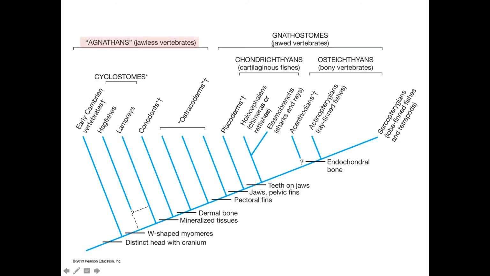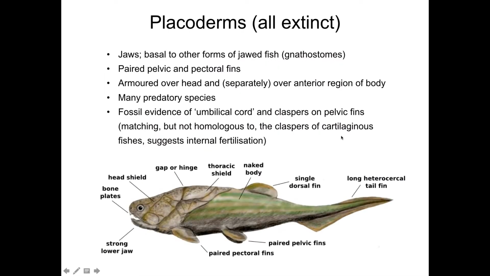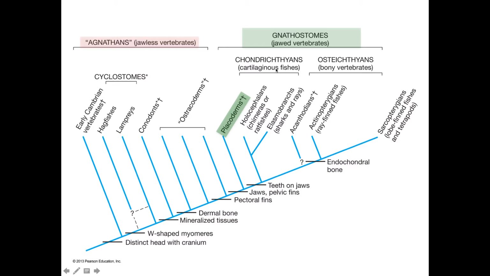So now we have the jawed vertebrates. They can grasp prey and have this powerful suction from the branchial muscles and high levels of activity. And the jawed vertebrates can be placed into three major groups: the placoderms, which are all now extinct, and two extant groups: the cartilaginous fishes, chondrichthyans, and the bony fishes, osteichthyes, and one group of bony fishes, the lobe-fin fishes, sarcopterygians, are the ancestors of all the tetrapods.